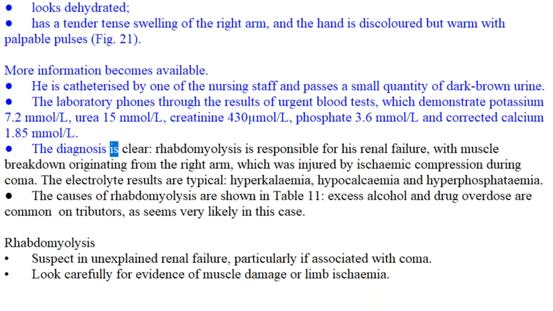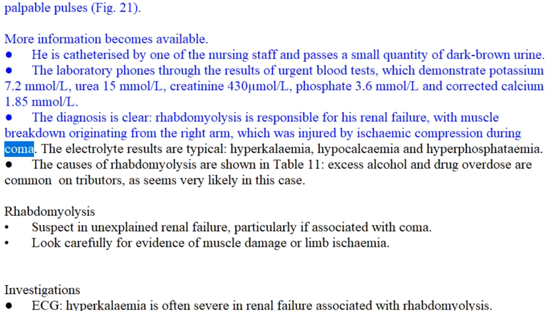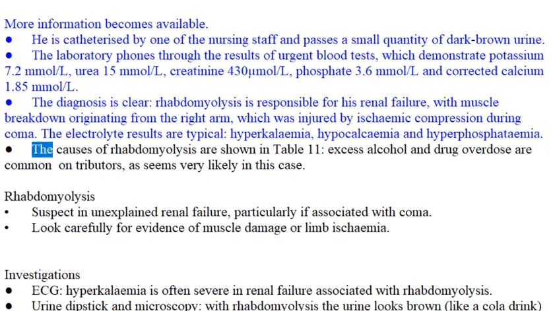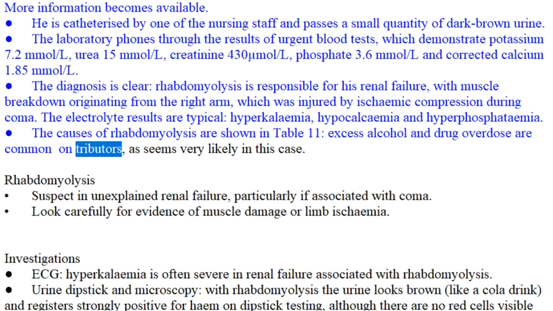The diagnosis is clear. Rhabdomyolysis is responsible for his renal failure, with muscle breakdown originating from the right arm, which was injured by ischemic compression during coma. The electrolyte results are typical: hyperkalemia, hypocalcemia and hyperphosphatemia. The causes of rhabdomyolysis are shown in Table 11. Excess alcohol and drug overdose are common contributors, as seems very likely in this case.